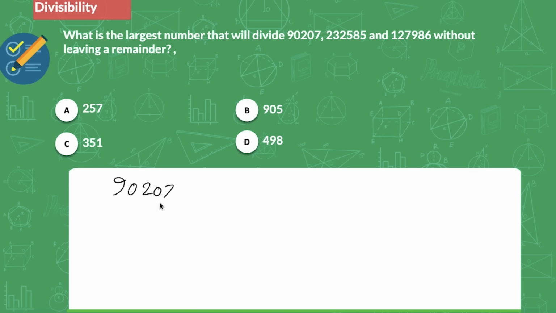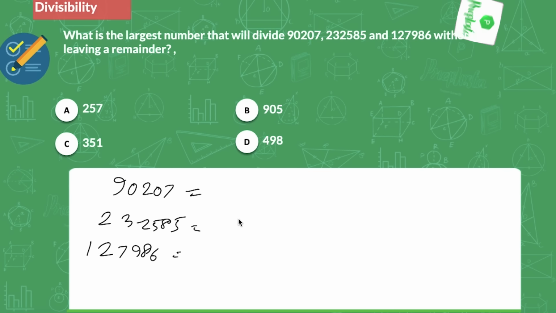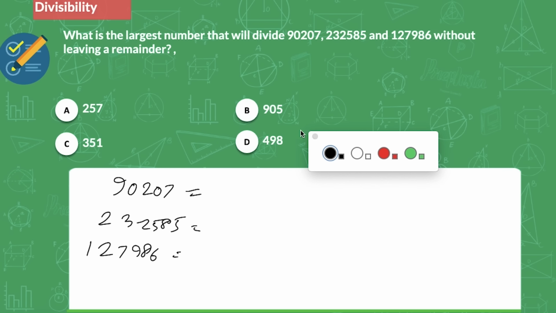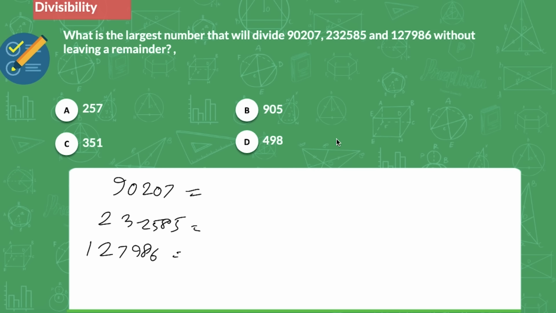The numbers are 90207, 232585, and 127986. To find LCM or HCF for any number, I always suggest you go for the prime factorization method, because that is the easiest way to find HCF or LCM. And for this particular question, a number which will divide these three numbers without leaving a remainder is nothing but the HCF of these three numbers.